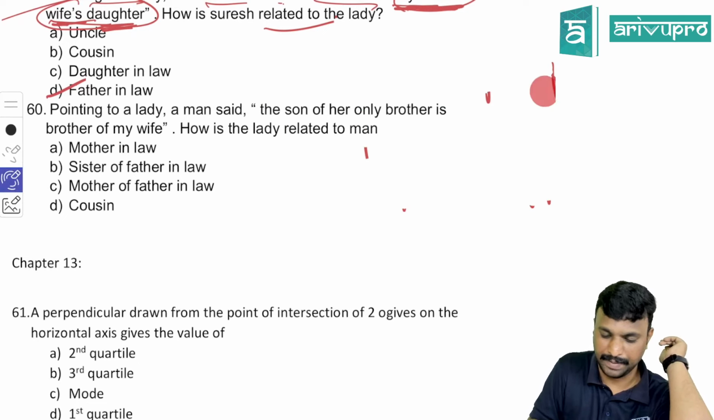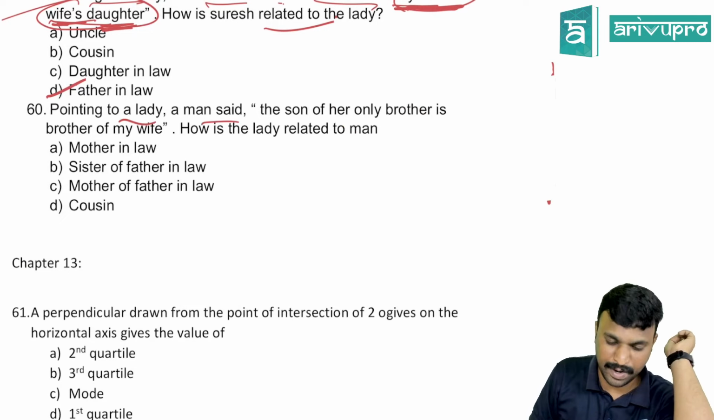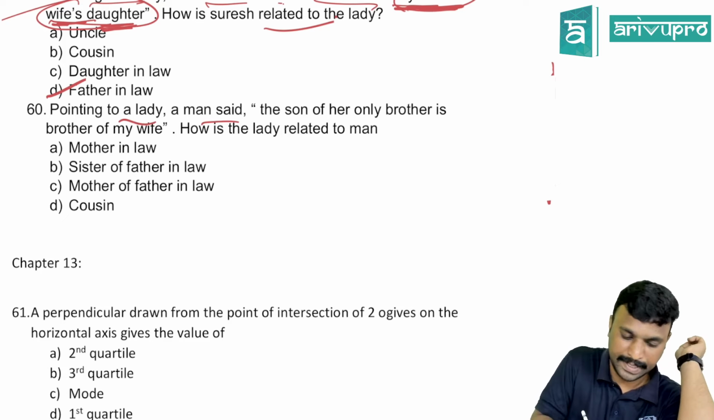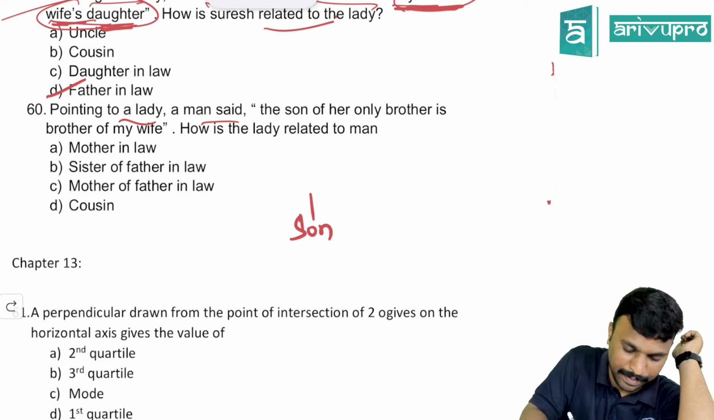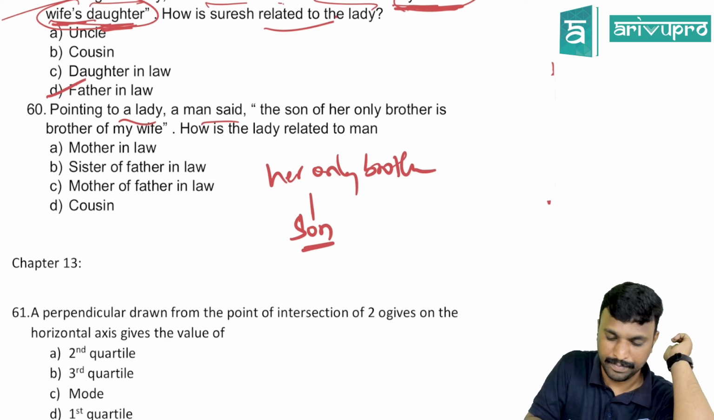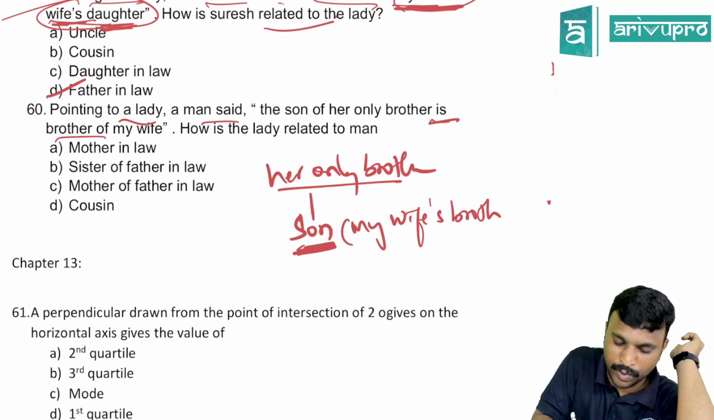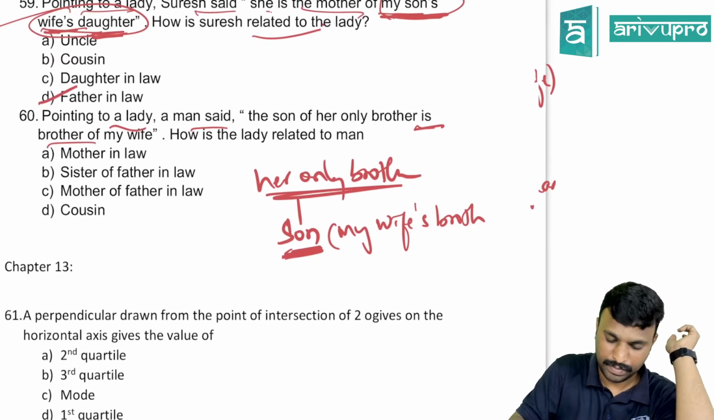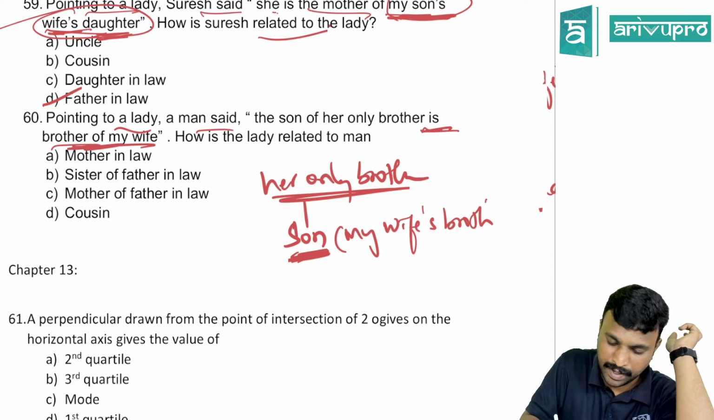Question number 60. All right. Pointing to a lady, a man said, the son of her only brother. Her only brother should be here. Her only brother's son is here. Who is he? He is the brother of my wife. My wife's brother. This fellow is a son to whom? Her only brother. So he's none other than my wife's brother.